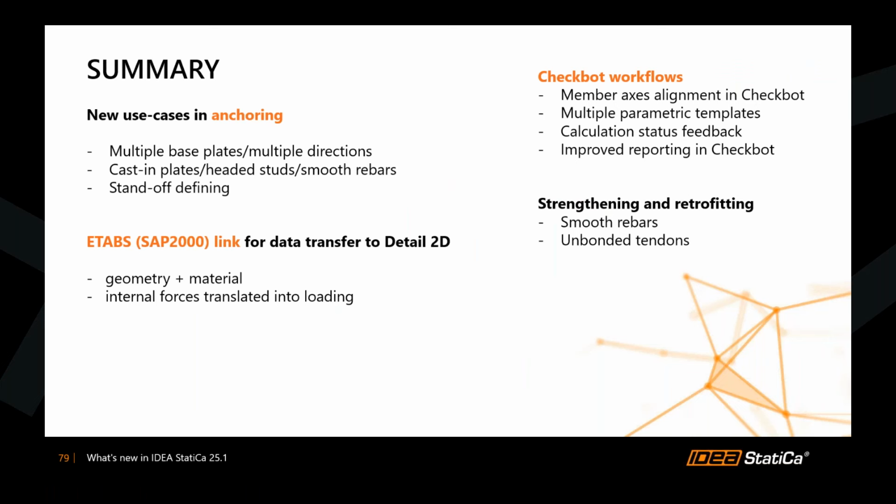You will see the feedback in the progress bar, how far you are with the calculation, and how long it should take. And reporting improved a lot, much faster, with many more options compared to the previous version. As we mentioned, strengthening and retrofitting. So a new rebar type as a smooth one, and unbonded tendons again.